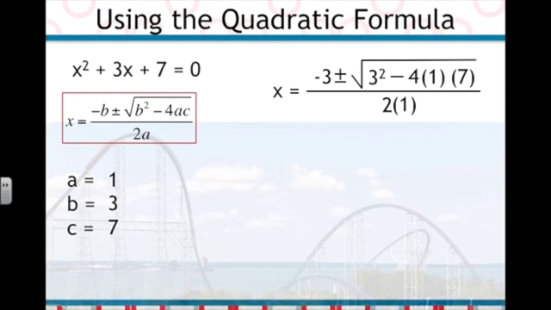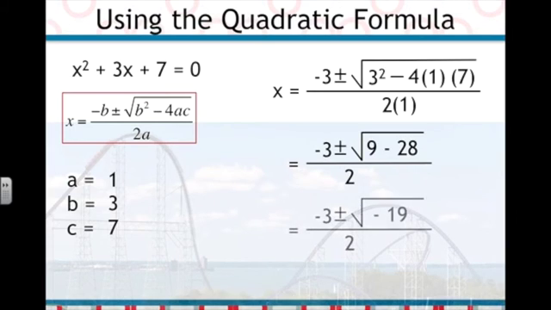When we simplify what's in the square root, we have 3 squared equal to 9, and 4 times 1 times 7 equal to 28. This gives us the square root of 9 minus 28. The problem is that 9 minus 28 is a negative 19, so we're trying to take the square root of a negative number. If you tried punching that into your calculator, it would give you an error.